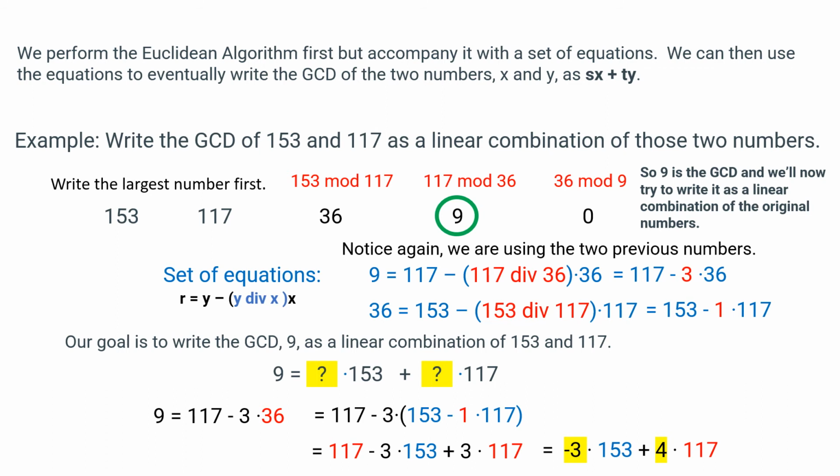Okay, so again, we went through our Euclidean algorithm, found the GCD, but we also then, for that GCD, used that equation with the R and the Y and the X to come up with an equation, and then we stepped back with the 36, did the same thing, and then we were able to use those two equations to put together and end up finding out what S and T were.